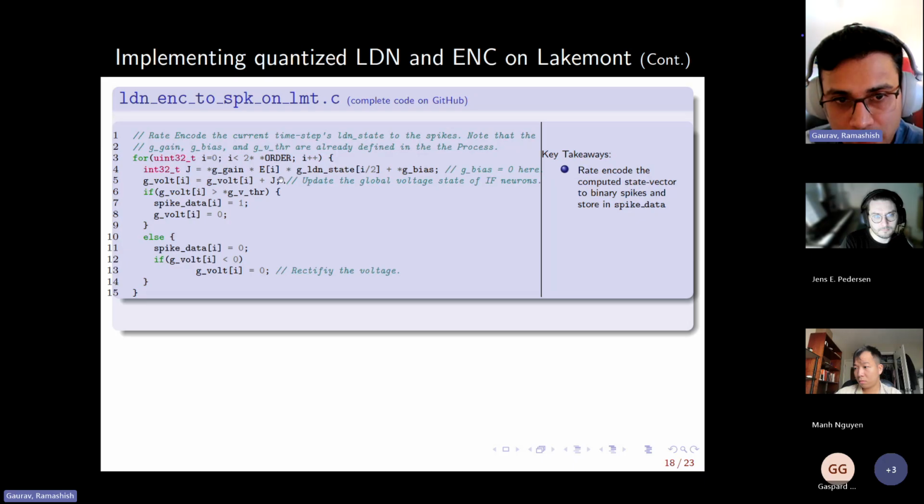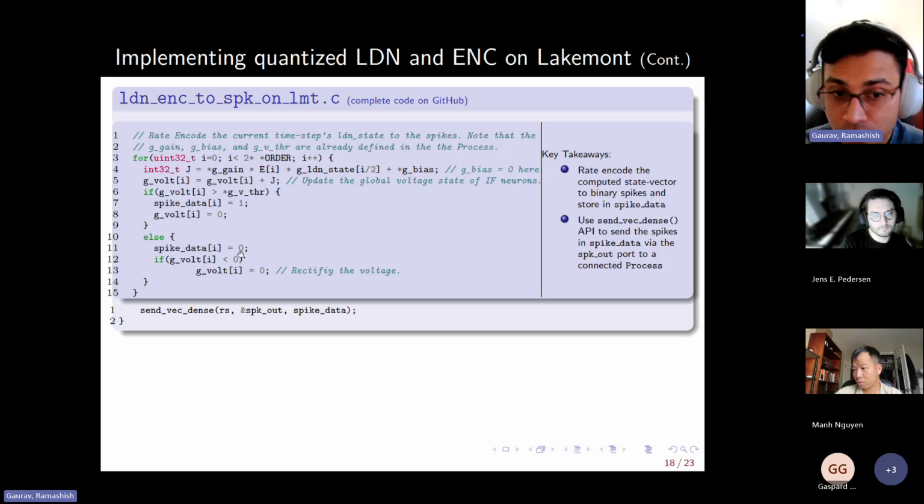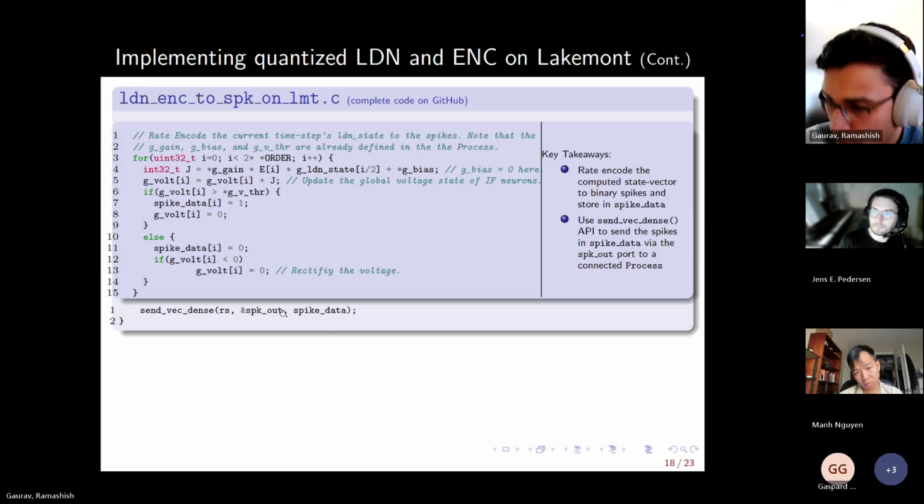Here is the current equation. On line 5 is the voltage equation, and you can simply define the Heaviside step function here. If the voltage is greater than the voltage threshold, it simply outputs a spike, and that is stored in the spike data array. Now, once you have obtained the spikes, you would like to send that to a next connected process, and you can use the send vec dense API to pass on the values in the local variable, that is spike data, to the spike output port.